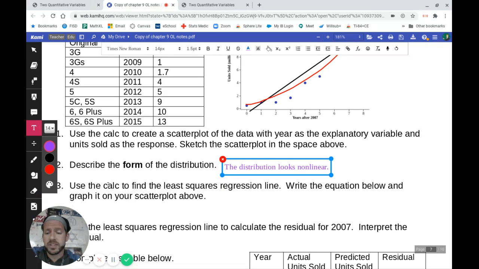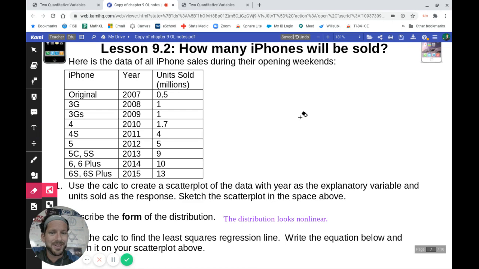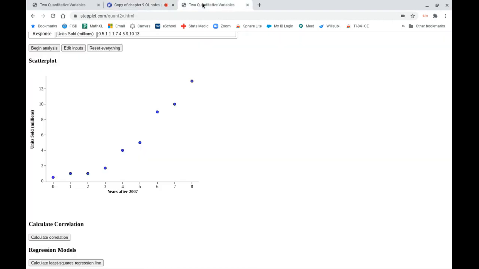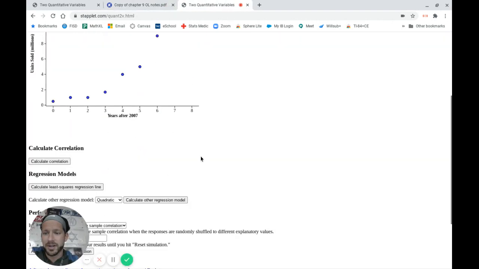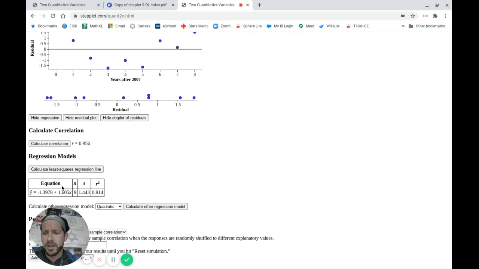We'll use the calculator or Statlet to find the least squares regression line. We're going to write the equation below and graph it on our scatter plot above. I should probably go and erase those other lines I've already drawn on there as well. So I'm going to erase a few things, and we're going to hope that we can make Statlet draw the line on here. So let's take a look at the correlation, .956. That's not too bad. And there is our equation there.